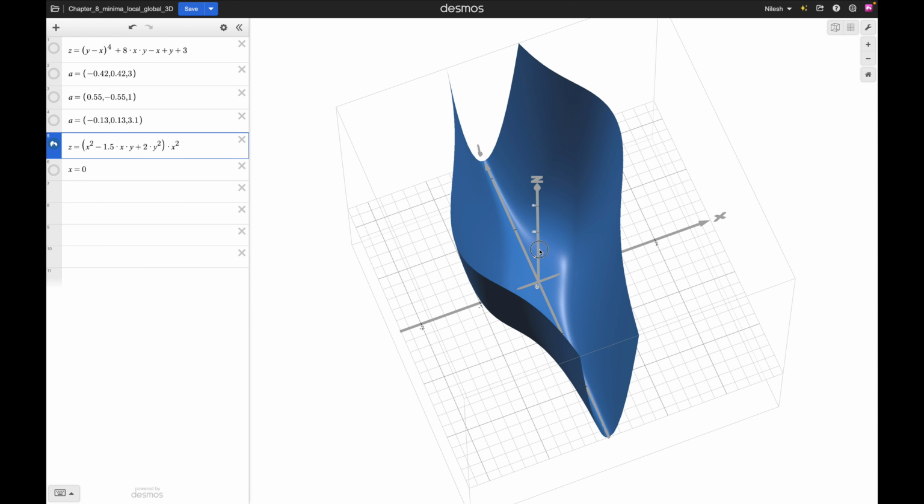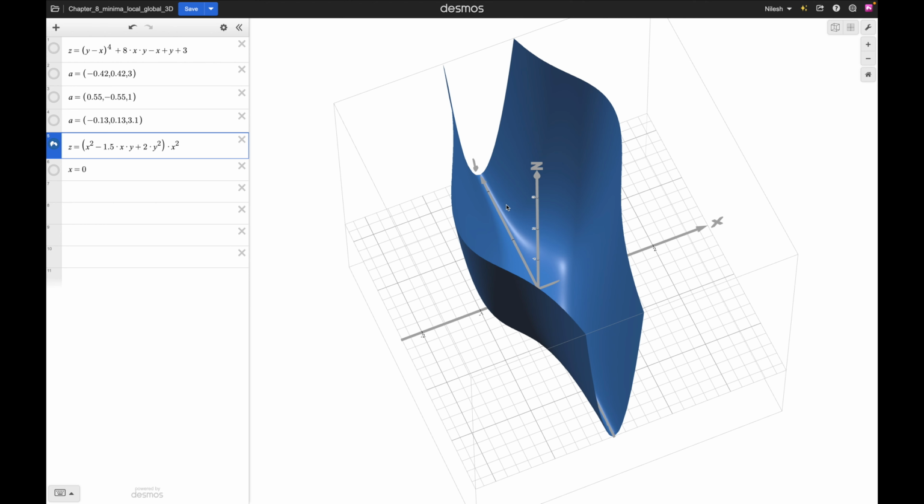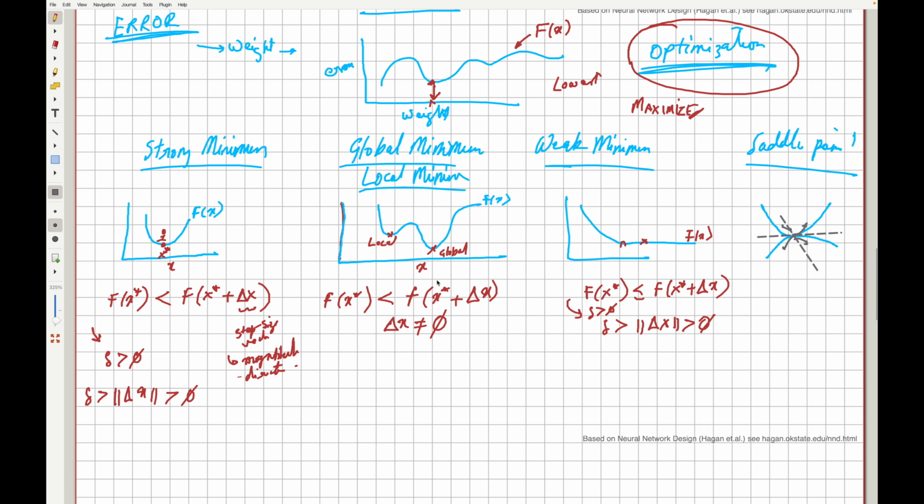You can play around with the plots. I'll put a link in the description so you can see that the only way is going up or staying at the same height. So that was it for this video.